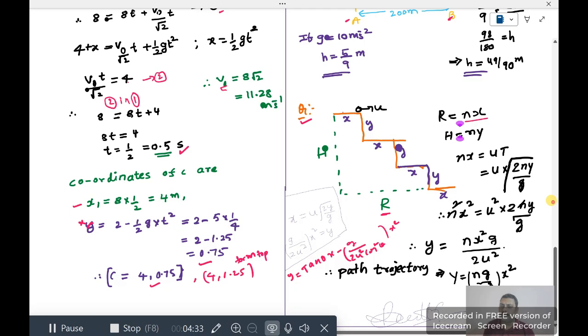To remember formulas, compare horizontal projection, oblique projection, projection from the top of the tower, and projection from an inclined plane, all these things. So remember, the formulas are the same everywhere. After simplifications you will get common formulas like this. Now this is the path trajectory: y is equal to g by 2u square into x square.